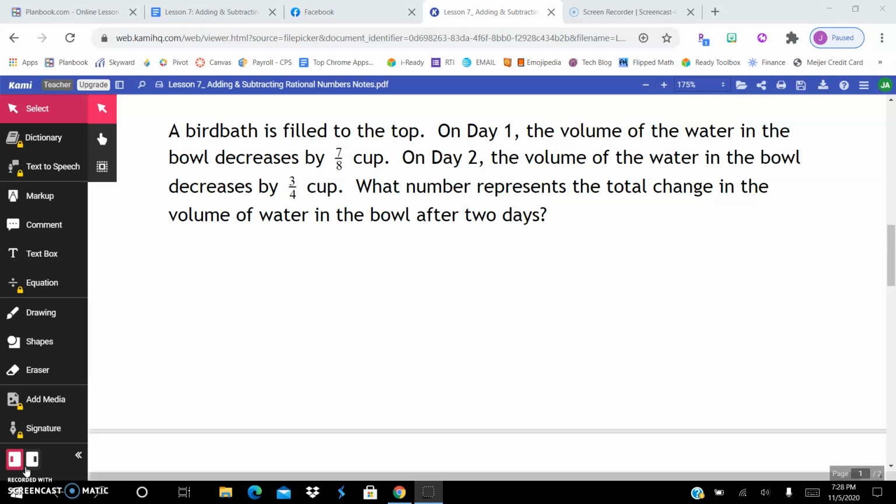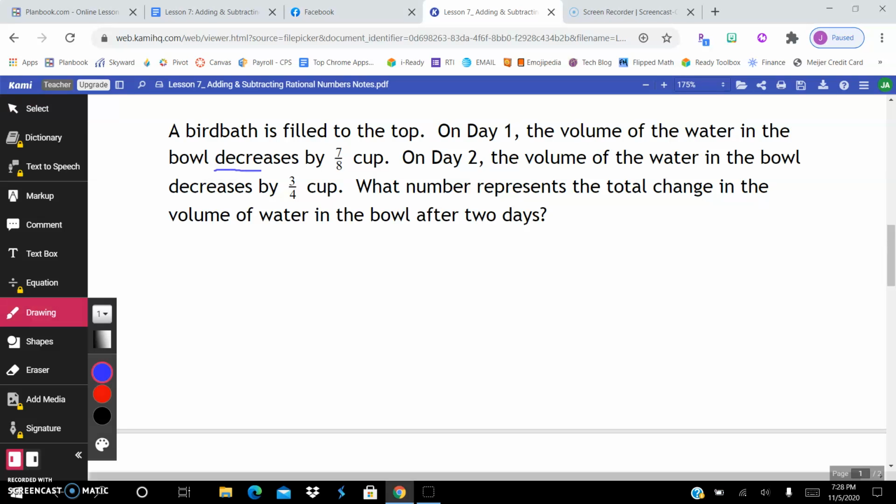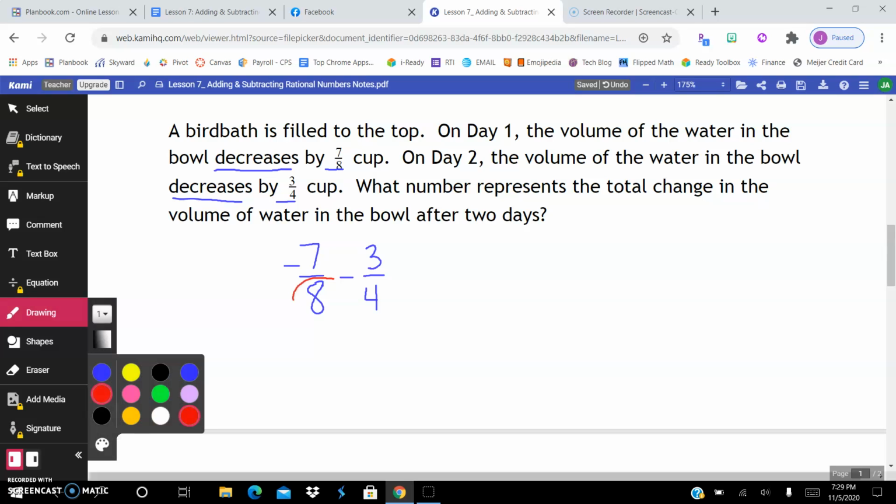On day 1, the water decreased by 7/8. So decreases means goes down. So this is a -7/8. On day 2, the volume of the water in the bowl decreases by 3/4. So we're going to take away another 3/4 of a cup. So we have -7/8 minus 3/4 of a cup. So we need a common denominator.